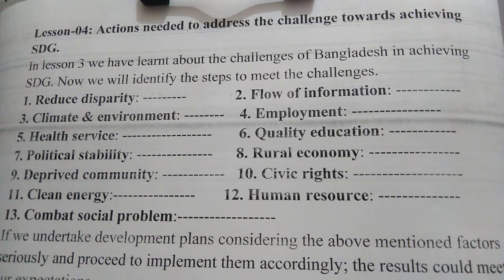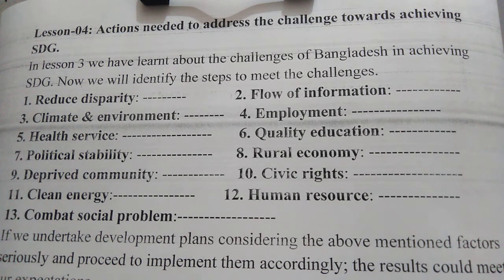We have to stop money laundering in foreign countries. In this regard, we have to expedite resource mobilization from home and abroad. That is, we have to reduce all kinds of disparity if we want to succeed in SDG. Point 2. Flow of information. We have to ensure uninterrupted flow of information at all levels.